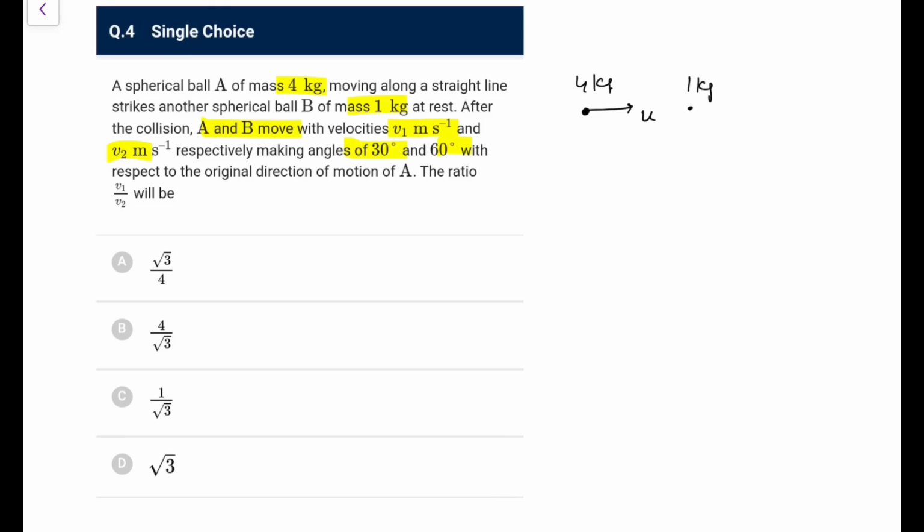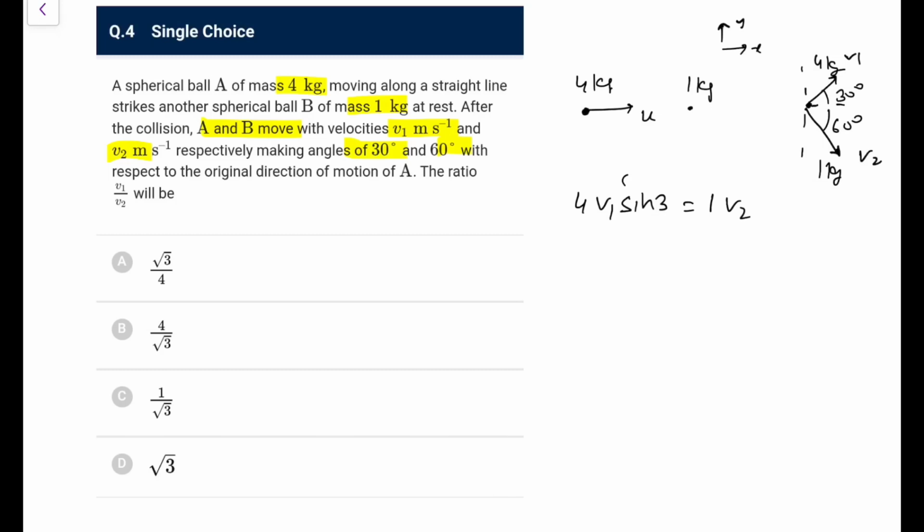Now after collision we are given, let's say this A goes with angle 30 degree and B goes with an angle 60 degrees. Definitely it will go like this because momentum along y will remain 0. Let's say I call it x and I call it y. So it is v1 and it is v2, and this angle is 60 degree. This one is 4 kg, this one is 1 kg. So first of all, for conservation of momentum along y direction, 4 v1 sine of 30 degree would be equal to 1 into v2 sine of 60.